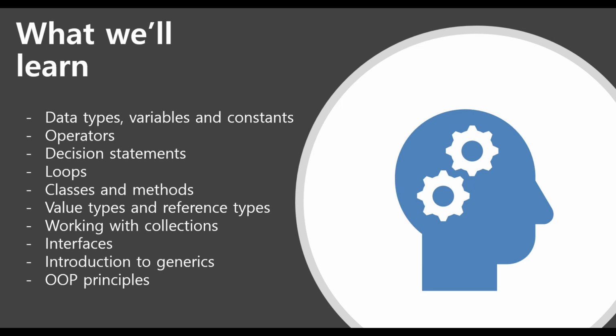We'll also learn about operators, decision statements like if or switch, and loops, because there is almost no real logical computer program out there that is developed without using any type of loop. Then we'll dig a little bit deeper into the internals of C#, and we'll look into classes and methods. And strictly related to this is also value types and reference types.